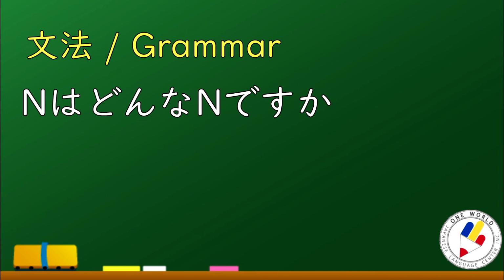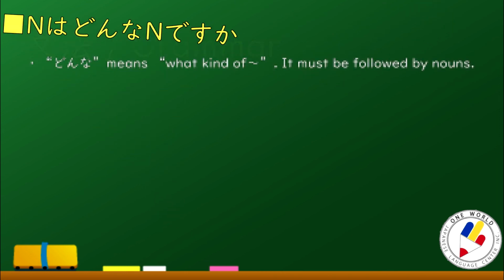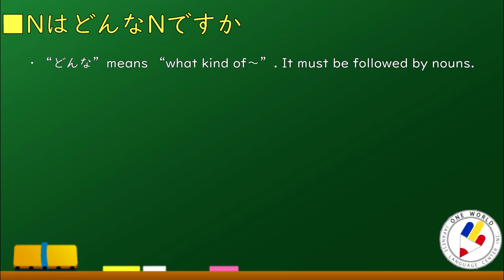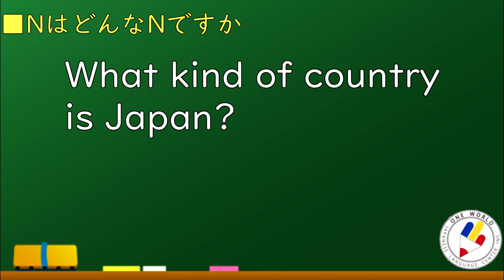Let's study noun wa donna noun desu ka. Donna means what kind of. It must be followed by nouns. Let's try some example sentences. What kind of country is Japan?